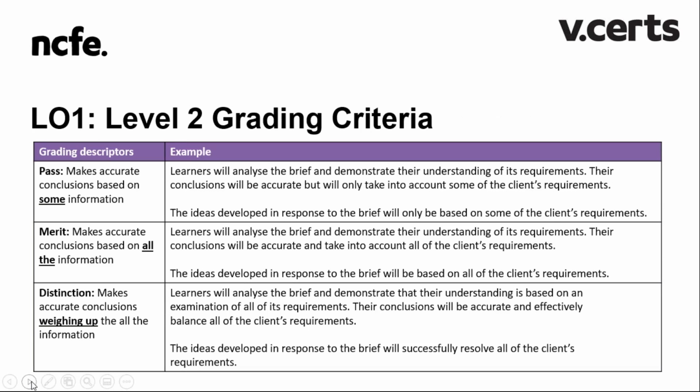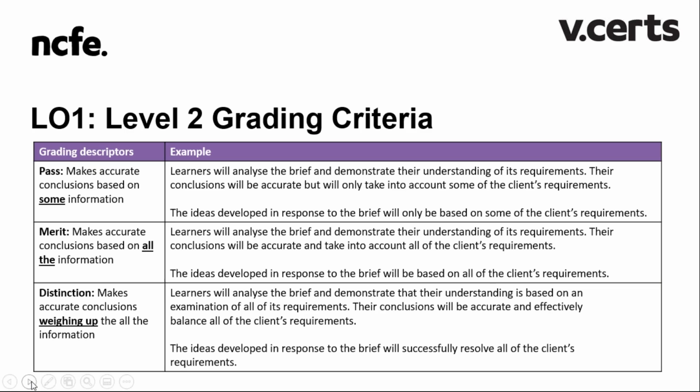So here we can see the level 2 assessment criteria. So we've got pass, merit and distinction. For a pass, what we're looking for is some. You can see that in the grade descriptor, the word some is underlined and in bold. For merit, what we're looking for is all the information presented in the design brief, and distinction is about making accurate conclusions, weighing up all the information.